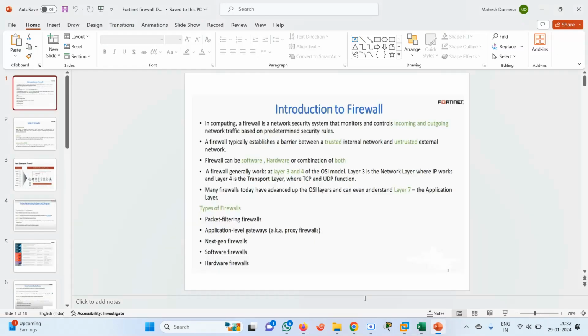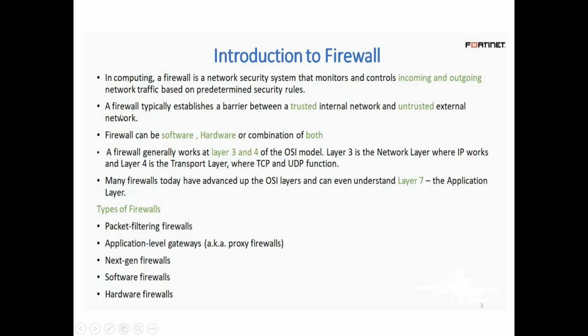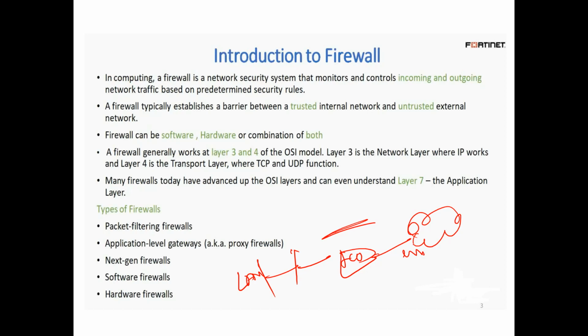Okay, and then we are having this. A firewall typically establishes a barrier between a trusted internal network and untrusted external networks. So what is the meaning of that? Trusted means your local area network. So this is your trusted network, and this is your firewall. This is a switch, and this is your LAN. So this will be your trusted network, and the ISP, the internet, will be your untrusted network.